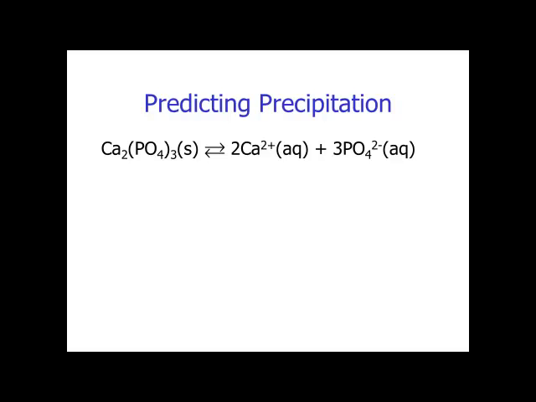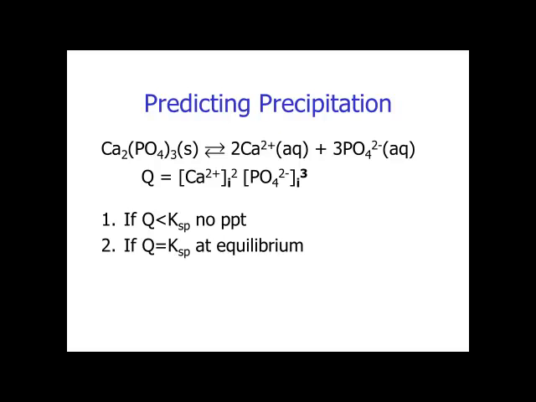Can we predict precipitation? Consider this. Calcium phosphate in equilibrium with calcium ion and phosphate ion. We establish a quotient Q as the calcium ion concentration initially squared times the phosphate ion concentration cubed. If Q is less than the Ksp, no precipitate will form. If it's equal to the Ksp, then you're at equilibrium. But if it exceeds the Ksp, a precipitate will form.